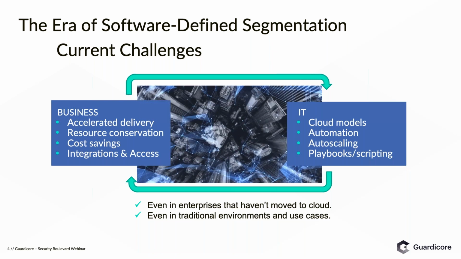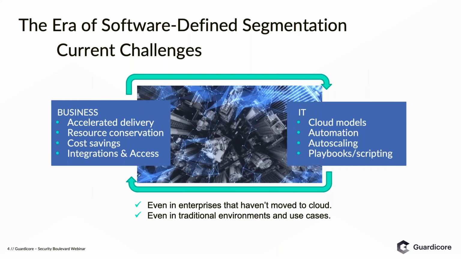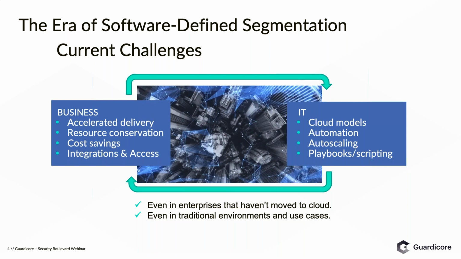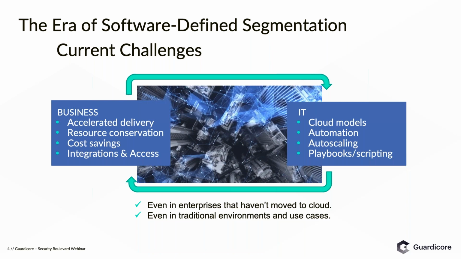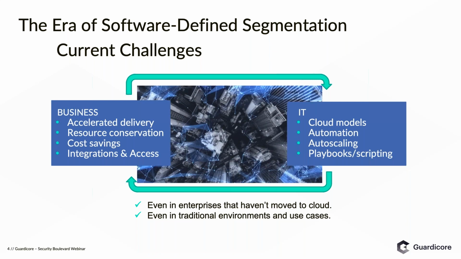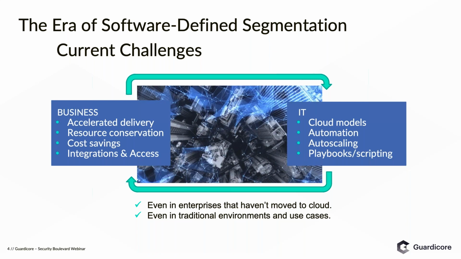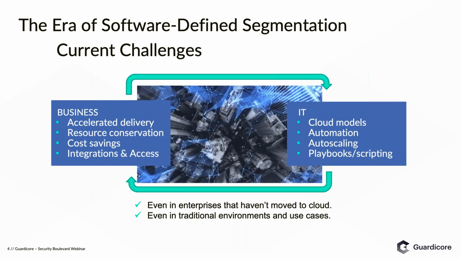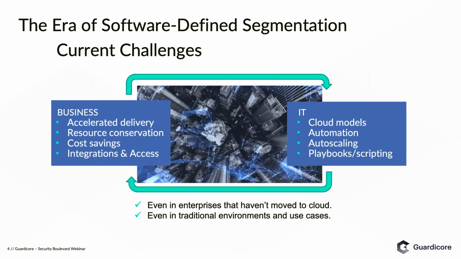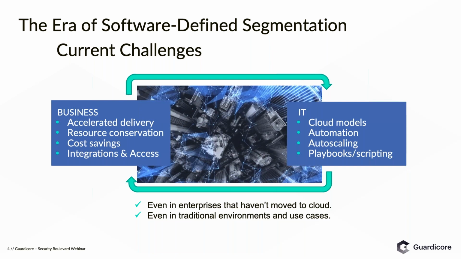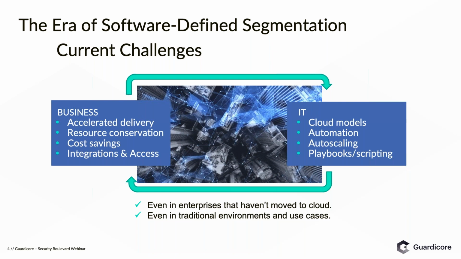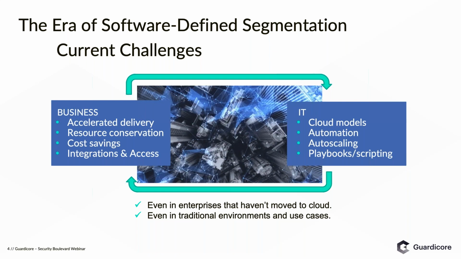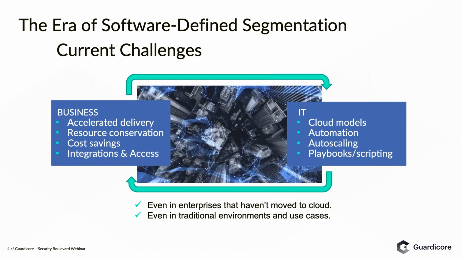And we've seen IT respond by adopting the DevOps cloud model. What's important about this DevOps cloud model is if you're an enterprise that hasn't moved to the cloud, it still involves you. Even in traditional environments, these use cases apply. It's a method of how you speed up and accelerate development and IT goals and movement through automation, auto-scaling, and using playbooks, scripting like Chef, Puppet, and Ansible. So the point is, this is across the board, even if you haven't adopted cloud.